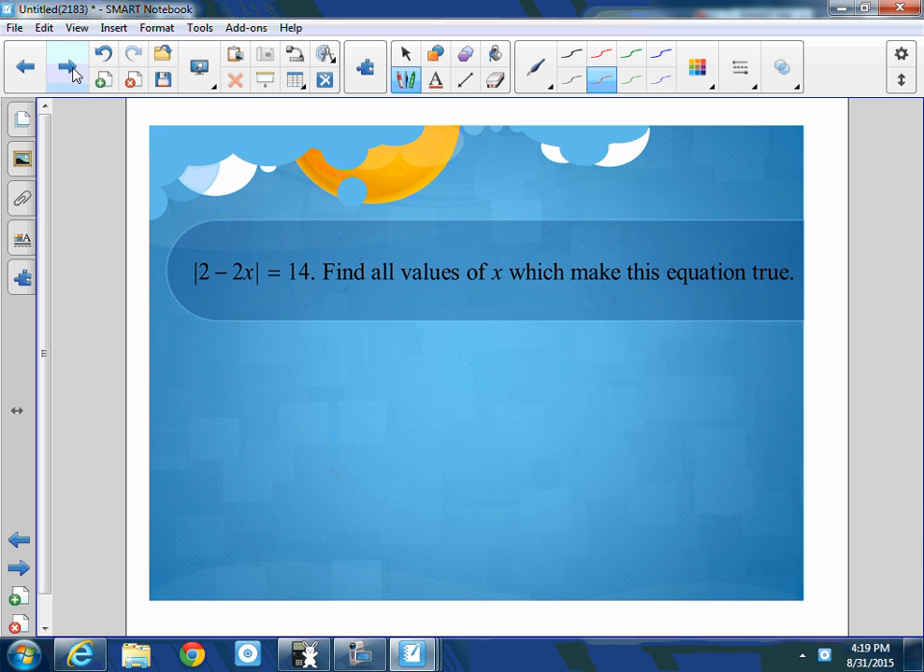All right, let's do another one. Because its absolute value could be equal to positive 14 or negative 14. But what I'm going to do is I'm going to go ahead and rewrite it a different way that it's easier for me. And again, that is the same thing because it's absolute value. Now I can say that 2x minus 2 equals 14 and 2x minus 2 equals negative 14.